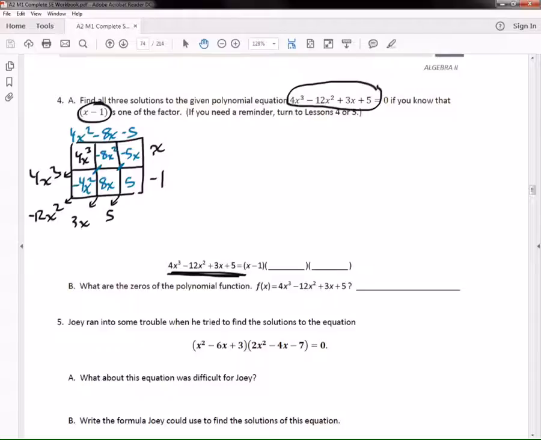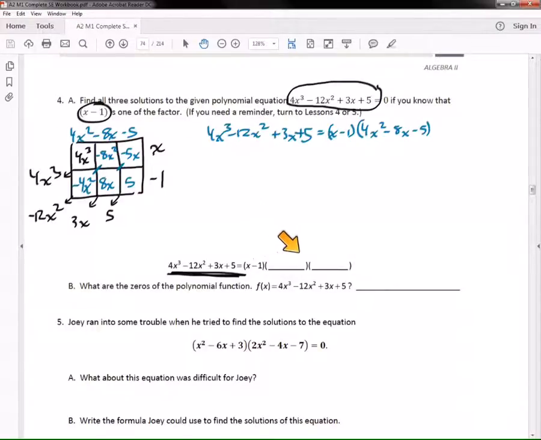So now this is what I have so far. I have 4x to the third, just rewriting the polynomial, minus 12x squared, plus 3x, then plus 5, equals x minus 1 times 4x squared minus 8x, no, minus 5. Minus 5. And I got that from this right here. That was my answer. All right.